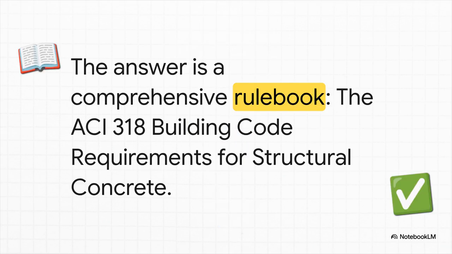Well, the answer lies in a massive, incredibly detailed rulebook. For us here in North America, that's the ACI 318 code. You can think of it as the Bible for structural concrete. It lays out the absolute minimum requirements to make sure our designs are safe, strong, and gonna last.